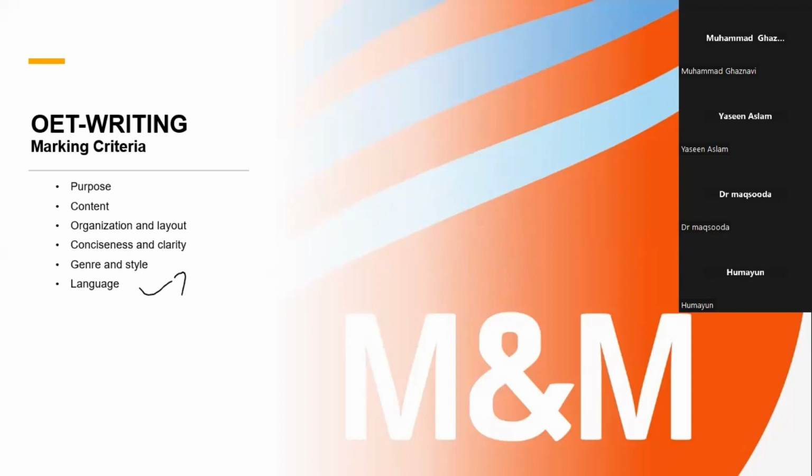The last part of the criteria is the language part. So in language, we have tenses, we have sentences, and so on. So these are 6 basic points in your writing task.